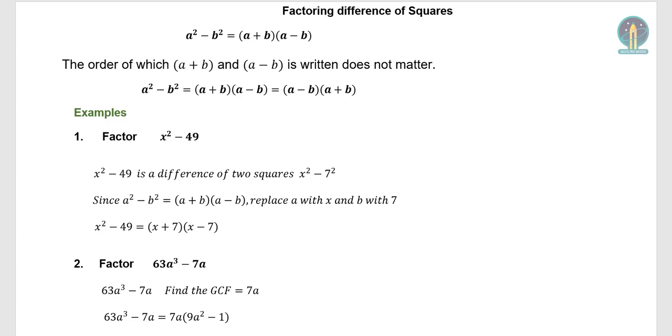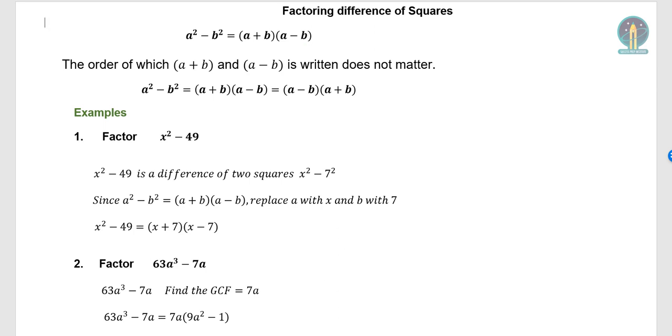In this concept, we're going to talk about factoring the difference of squares. A difference of two squares is essentially two terms that are squares of something that are subtracted, right? a squared minus b squared. And these always factor out to this form, a plus b times a minus b. Or you could have said a minus b times a plus b. Again, the order does not matter because of the commutative property of multiplication. Okay?